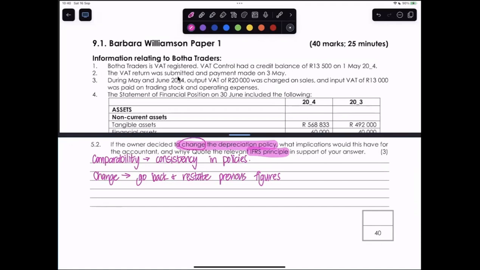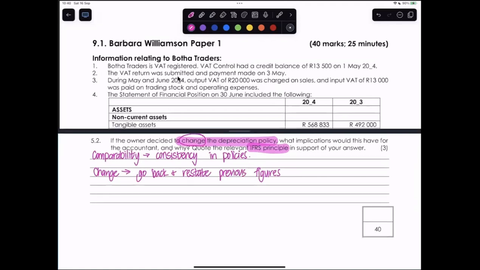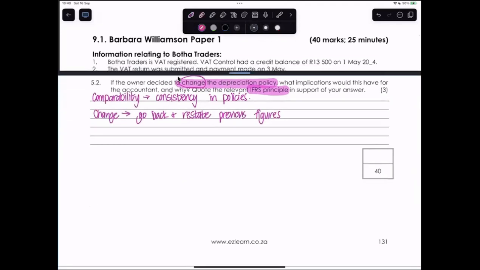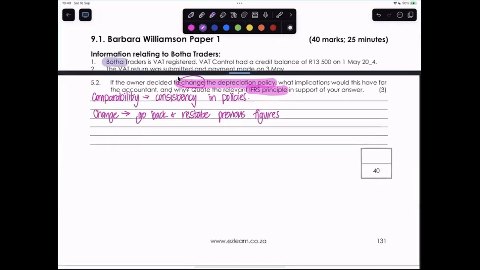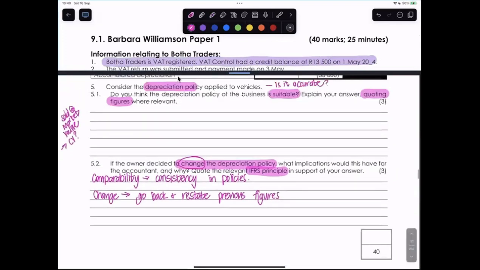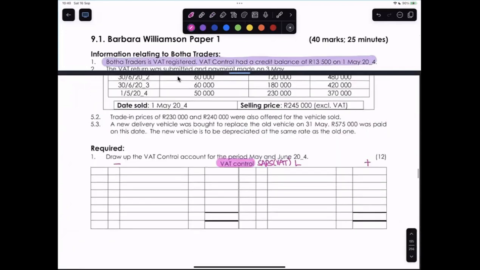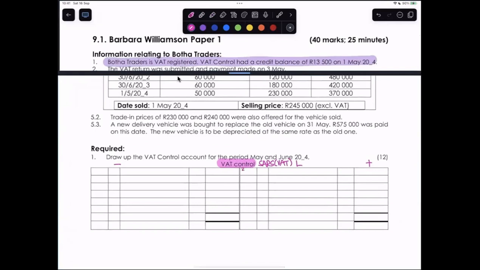So let's now go back and have a look at the information, and we can see we are told Botha Traders is VAT registered. And the VAT control had a credit balance of 13,500 at the beginning of May. So that means immediately we can show the credit balance over here as 2024, May the 1st, balance brought down, and the amount of 13,500.